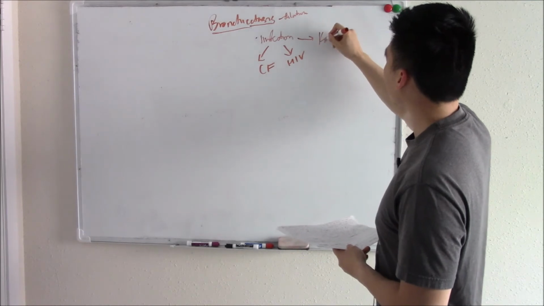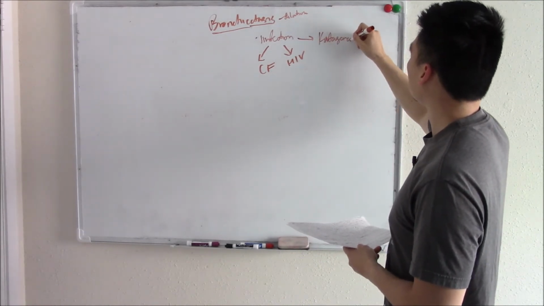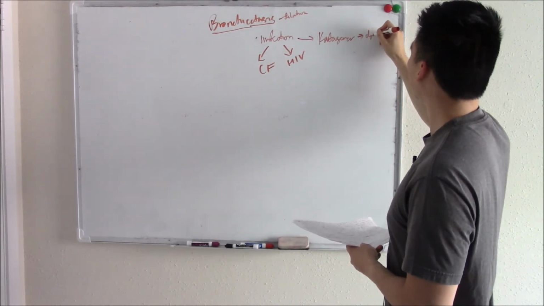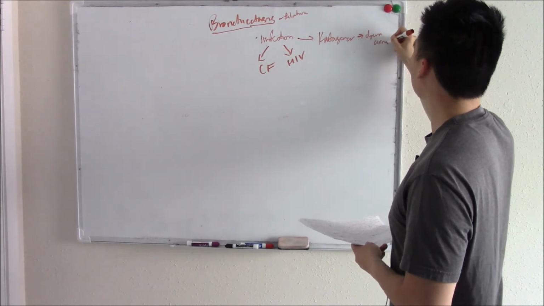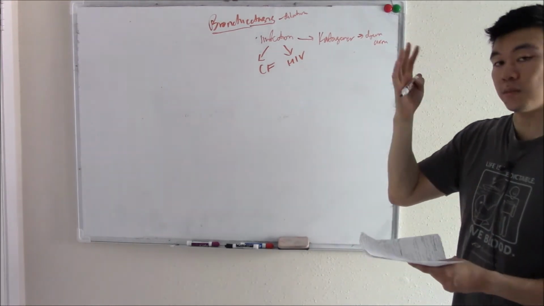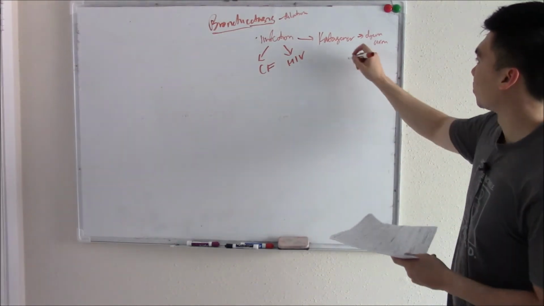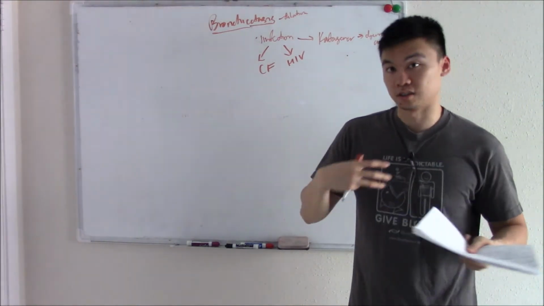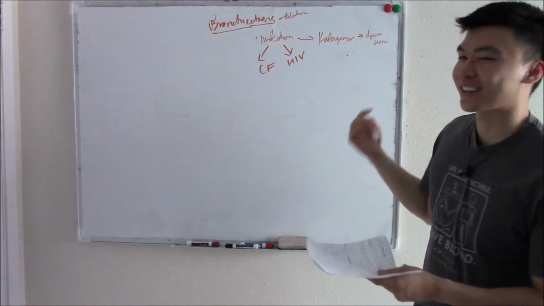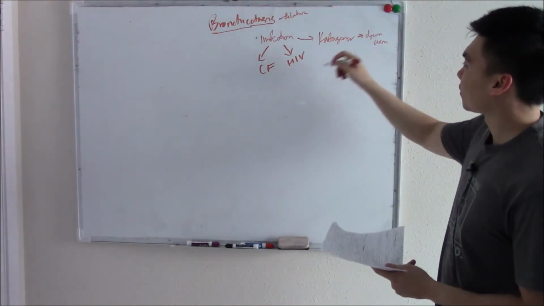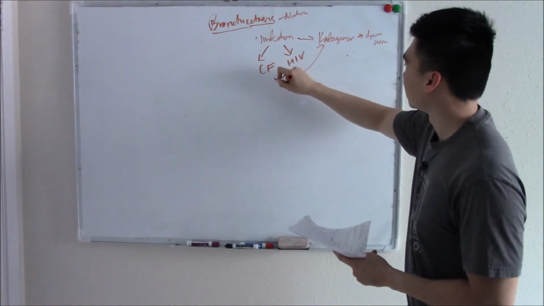So I'll just write it down. Kartagener's, loss of your dynein arm. And this causes dysfunctional cilia, so you lose your mucociliary escalator, and that way you're predisposed to more infections. This is also important because you have dextrocardia, your heart's on the other side. That's always a fun fact that I like to point out. So all these different things can cause you to have increased infections.